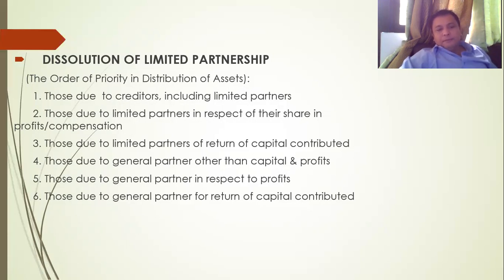Then number five, also pertaining to general partners, but in respect of profits. So if there is profit or surplus remaining after distribution of assets, then that's the fifth preference. And the last preference are those due to general partners for the return of their capital contribution.